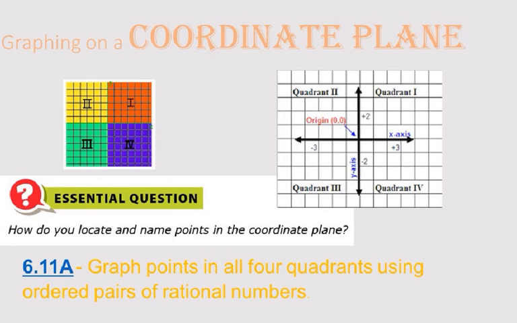In this lesson, we will be looking at graphing on a coordinate plane. You can see here that the student expectation is to be able to graph points in all four quadrants using ordered pairs of rational numbers.